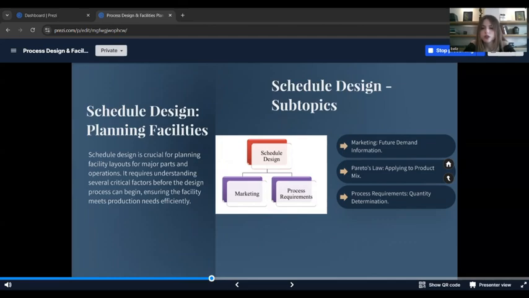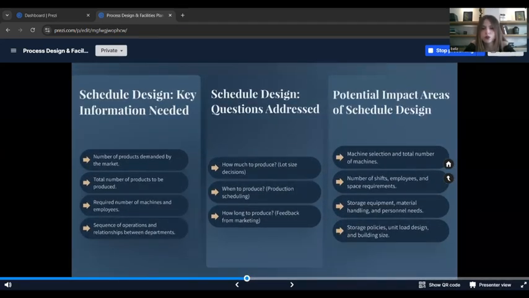Process requirements determine quantities. We need to know how many products are demanded, total production quantity required, machines and employees, the sequence of operations and inter-department relationships. We have three key questions: how much to produce, that's lot sizing; when to produce, that is scheduling; how long to produce, that depends on the marketing forecast.